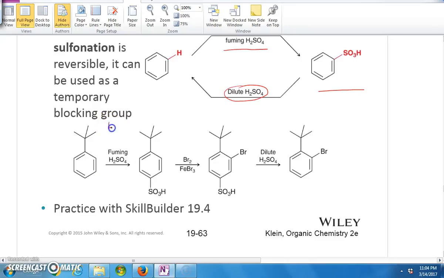You block, and then in the second step you brominate, and then in the third you unblock. So in unblocking you simply remove that, and that's how the para position is now empty.